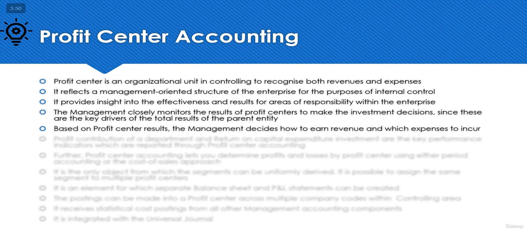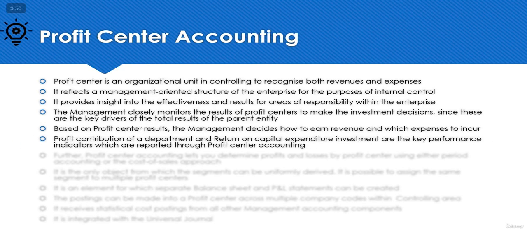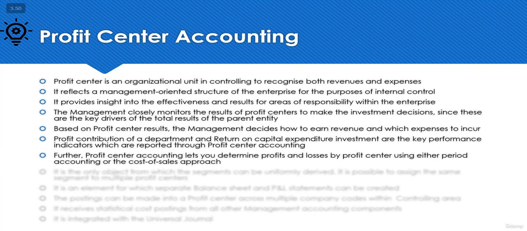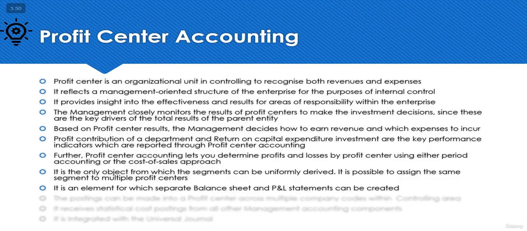Based on profit center results, the management decides how to earn revenue and which expenses to incur. Profit contribution of the department and return on capital expenditure investment are the key performance indicators which are reported to profit center accounting. Further, profit center accounting lets you determine profits and losses by profit center using either period accounting or the cost of sales approach. It is the only object from which the segments can be uniformly derived. It is possible to assign the same segment to multiple profit centers. It is an element for which separate balance sheet and profit and loss statements can be created.